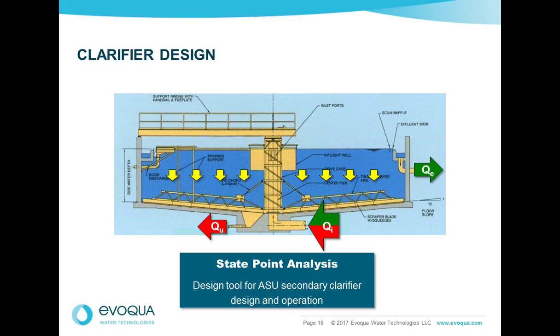When we go to design a clarifier, state point analysis can be used as a valuable tool. It's an example of a tool that we use. It's useful for designing and operating a clarifier to handle hydraulic and solids loading for settling of biological solids within an activated sludge unit or an ASU. In state point analysis, three flows are considered: the total influent, and then the two effluent streams, the overflow, shown here in green, and the underflow, shown in red.